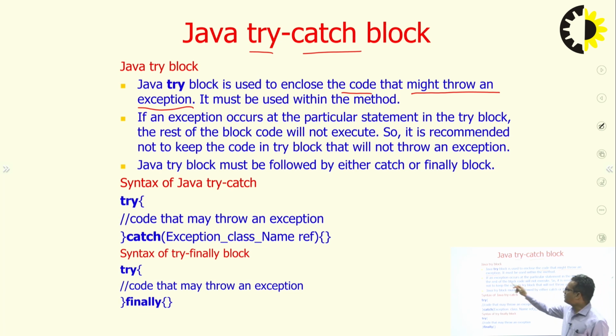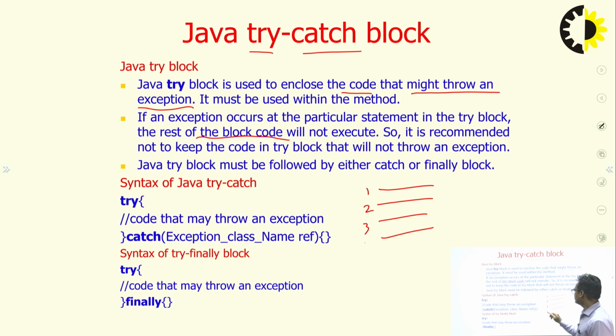If an exception occurs at a particular statement in the try block, the rest of the block code will not execute. For example, you have statements 1, 2, 3, 4, and in statement 2 an exception occurs, for example an arithmetic exception. So statement 3, 4 and further will not be executed.